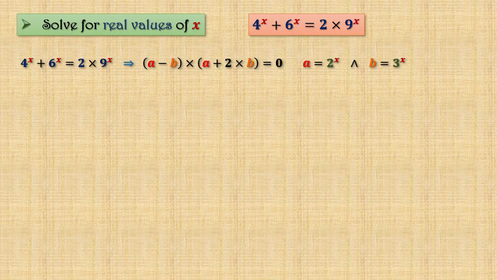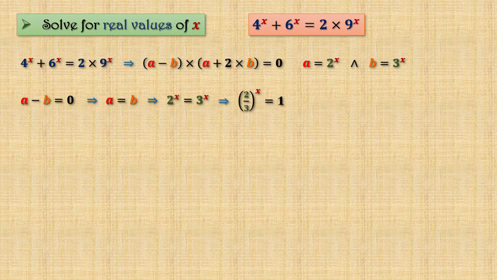Now since this is a zero product, then either a minus b equals 0, which means that a is equal to b, therefore 2 to the power of x is equal to 3 to the power of x, so 2 over 3, all to the power of x, equals 1, which means that x is equal to 0.